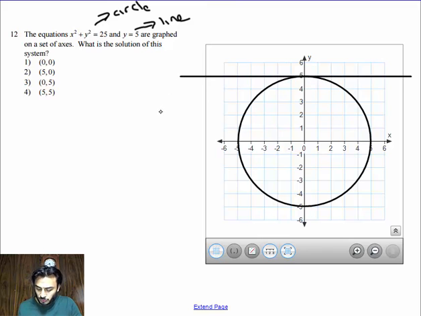So then it says, what's the solution of the system? And of course the solution is at the point of intersection. In this case it's (0, 5). So the answer is choice 3.